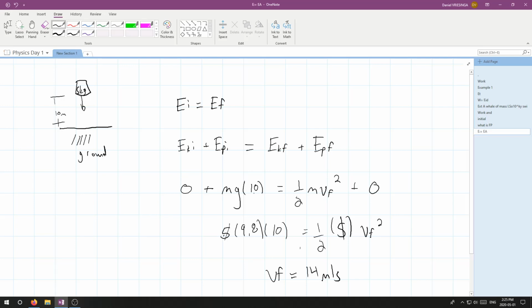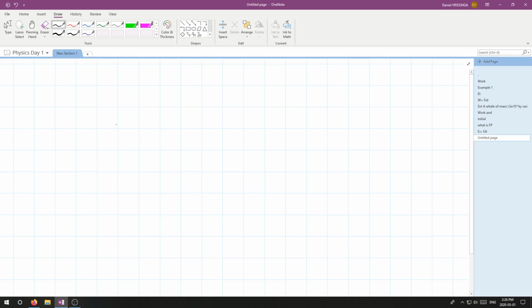It's just nice to not have to use kinematics anymore and just use energy equations. Let's look at another cool example of using energy instead of all these kinematics equations. Notice there's no time in that question at all, which is nice as well, right?